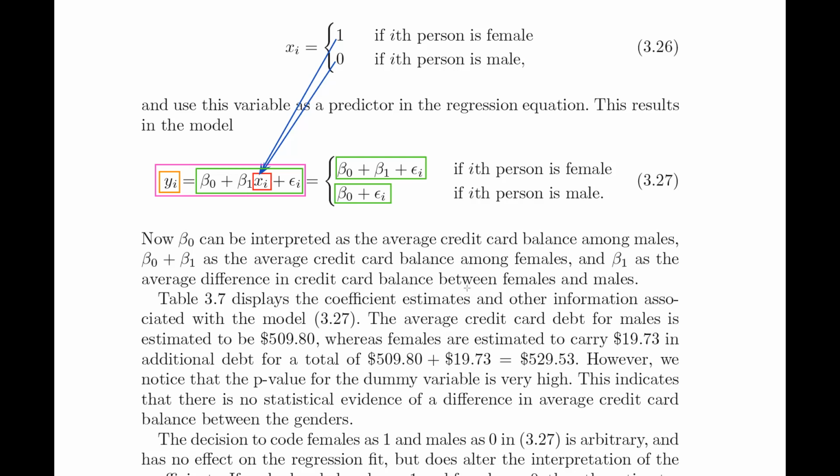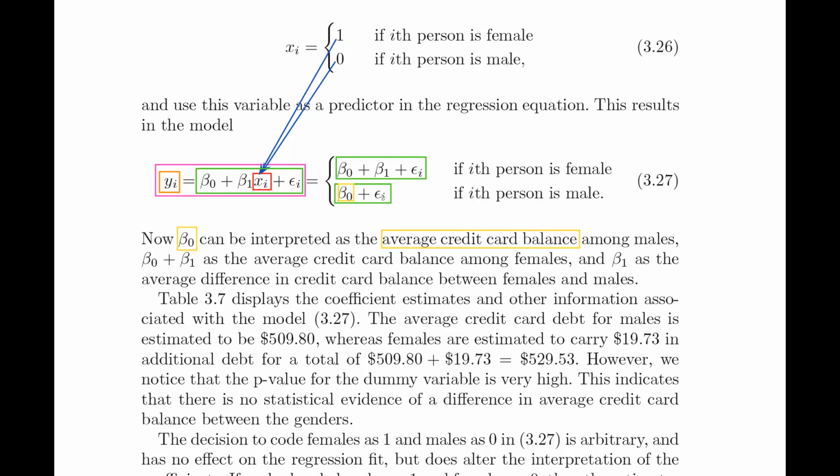Now, beta naught, I see. Look at this. Let's find my cursor. Beta naught can be interpreted as the average credit card balance among males, right? What is the average of the error term? The average of the error term, at least in what we've been doing in this chapter, is 0. The mean, I mean, should we use the word average? Strictly speaking, it's the mean.